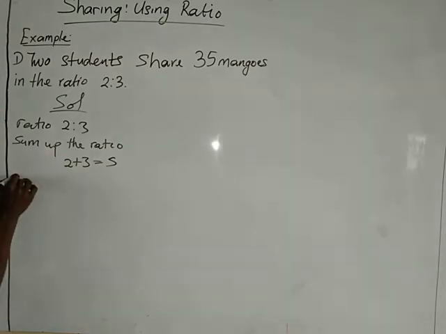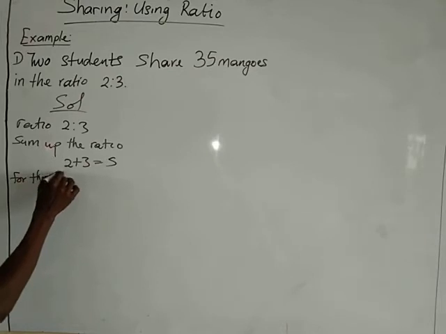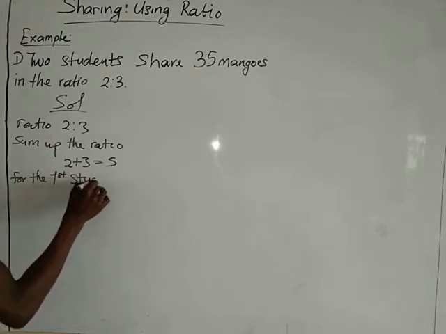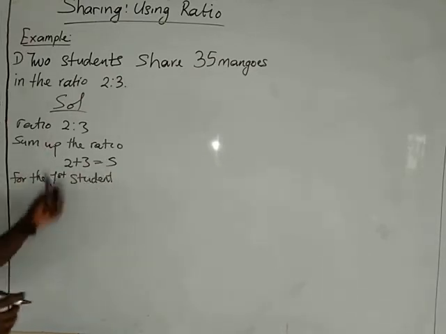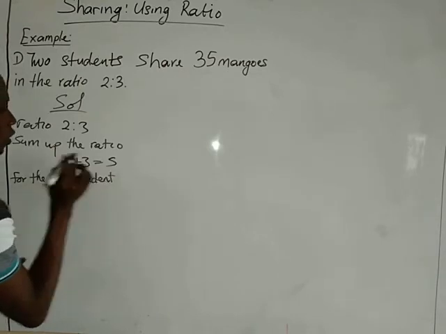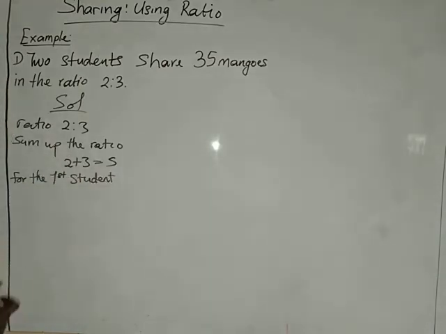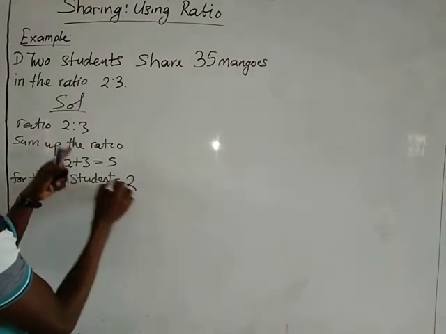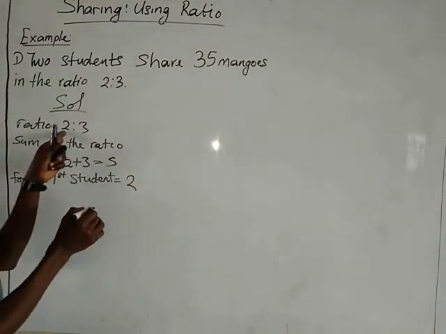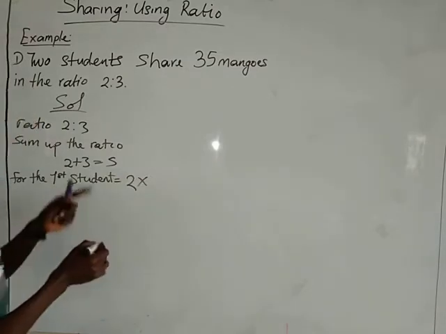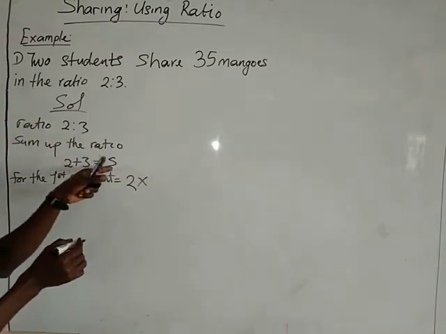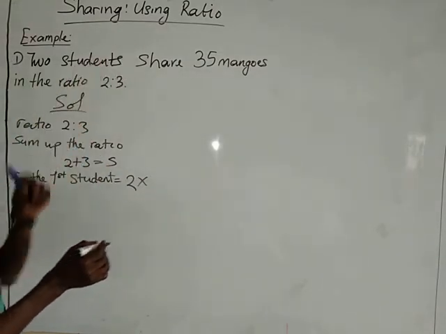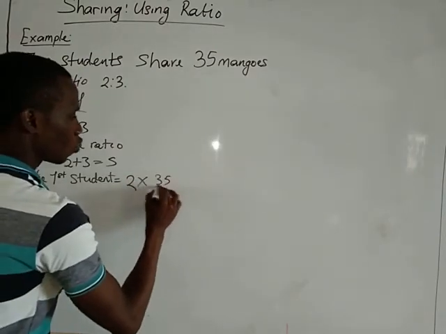So for the first student now, how do I get the quantity of mangoes that's going to the first student? So here we have 2 is the ratio for the first student being multiplied by how many times will I have this summation in the number of mangoes given.